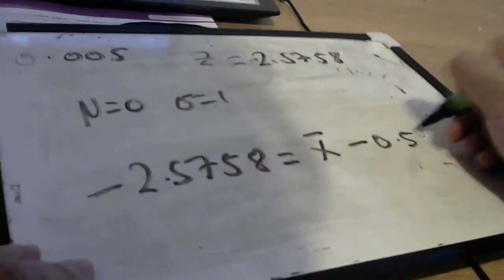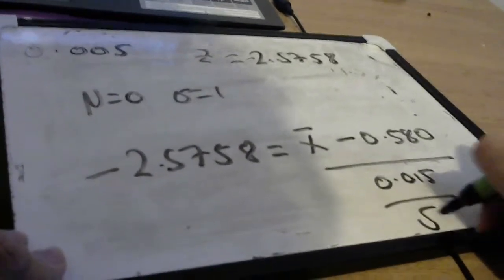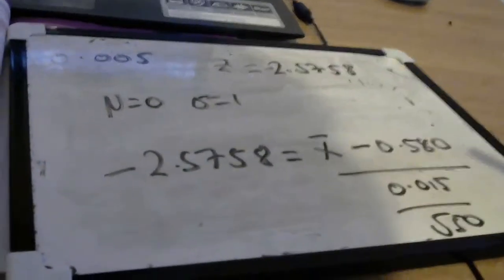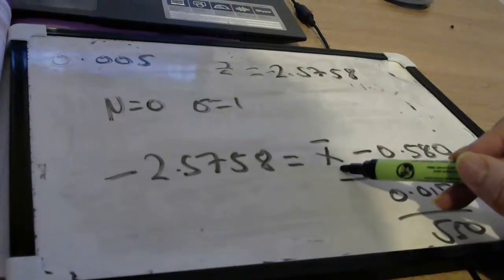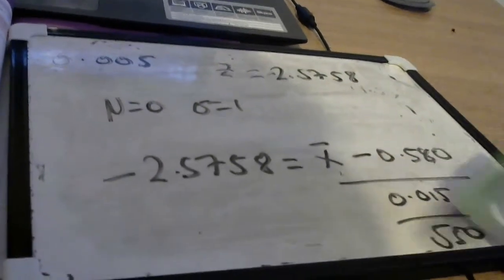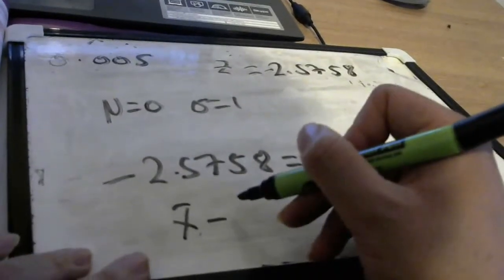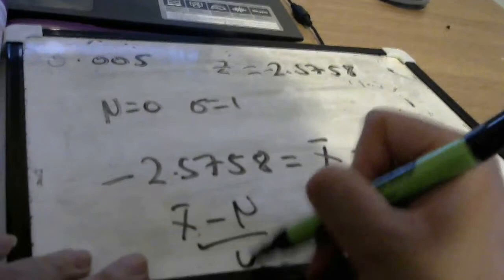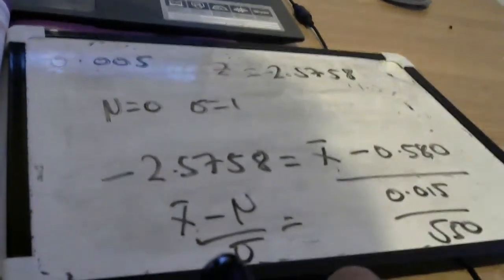I should really have written those down somewhere. And you've got 0.015 over root 50, and you just solve and find out what x bar is. Now, where did those numbers come from? This is the thing we're looking for, the critical region number. This is the mean, and this is the standard deviation. And where did this formula come from? It's your old beloved standardization formula: whatever it is, minus mu, over sigma. So that's where those numbers come from.